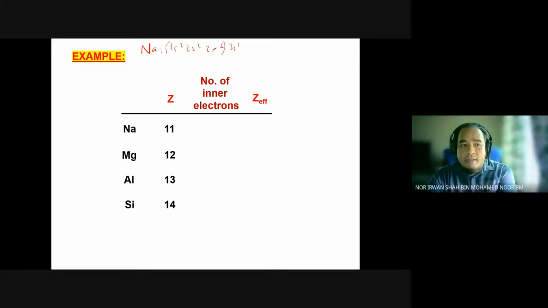So main group elements, the number of outer electrons, okay, are the same as apa? Valence electrons, kan? Outer dia sama dengan valence electron kan? Jadi sekarang ni kita tahu, kalau sodium, dia punya valence electron berapa? 1 kan? Sebab sodium ada satu sahaja valence electron. Jadi meaning that this 1 electron in 3s, so ini adalah valence electron, and also ini juga adalah outer electron.